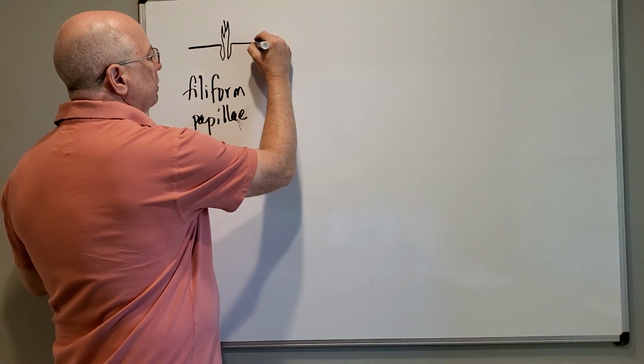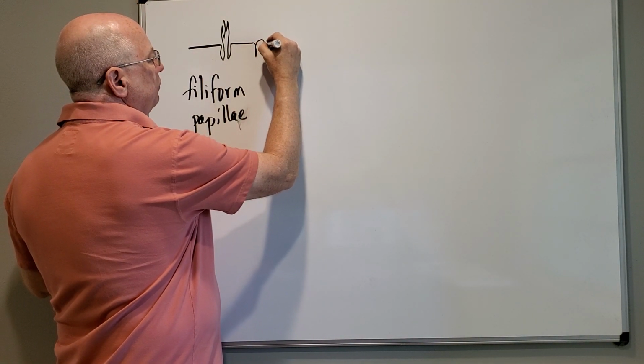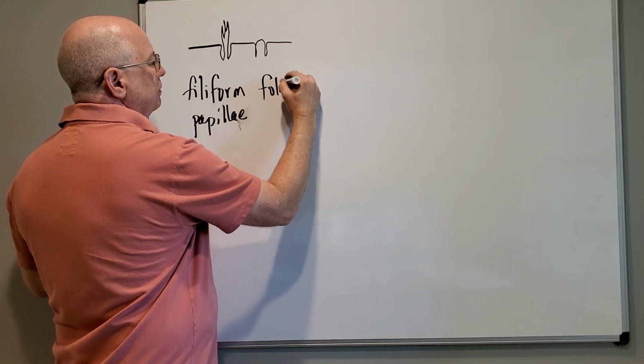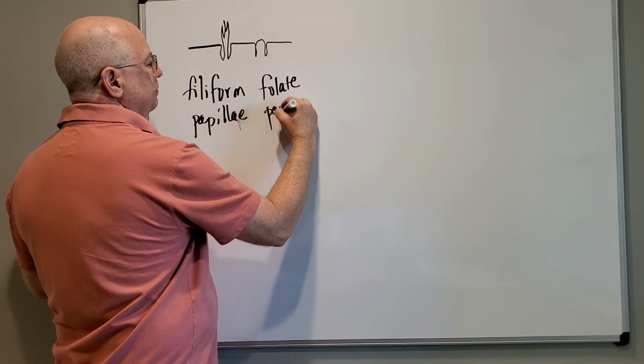There's another one that comes along that looks like a little fold in the tongue, and those are called foliate papillae.